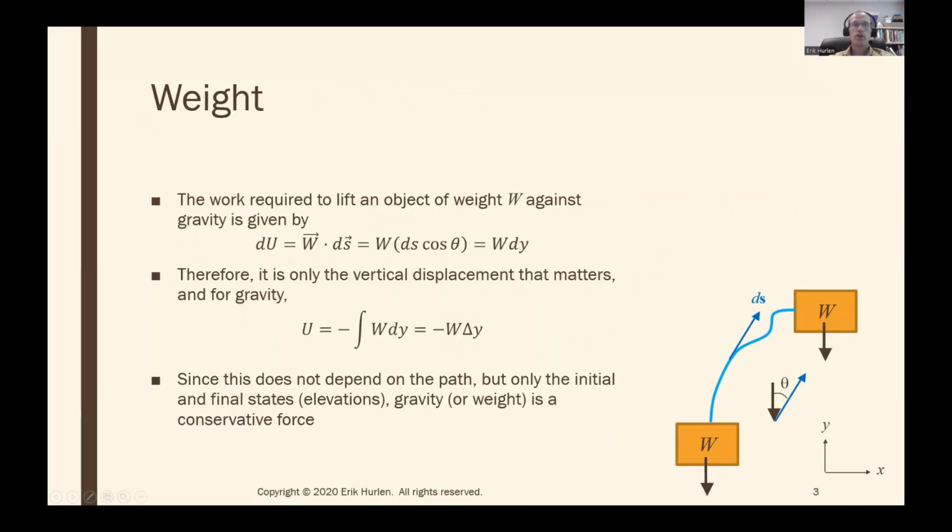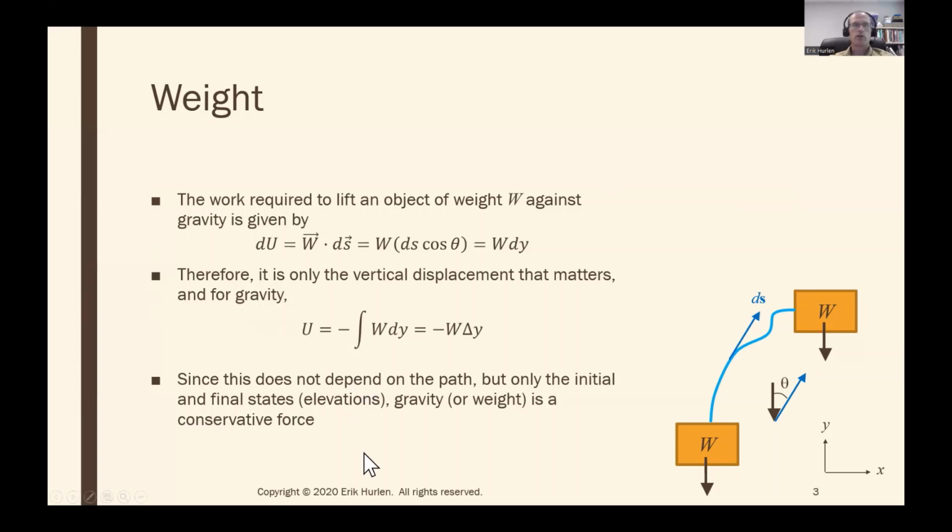The work done against gravity is given by W delta y, where W is the weight of the object, equal to the upward lifting force to get it to move, and delta y is the change in height of the object. ds is the actual displacement of the box, but again, only the vertical part matters, and so we get the cosine, which turns into just the vertical part dy. Again, this does not depend on the path, but only the change in elevation, so this is a conservative force.